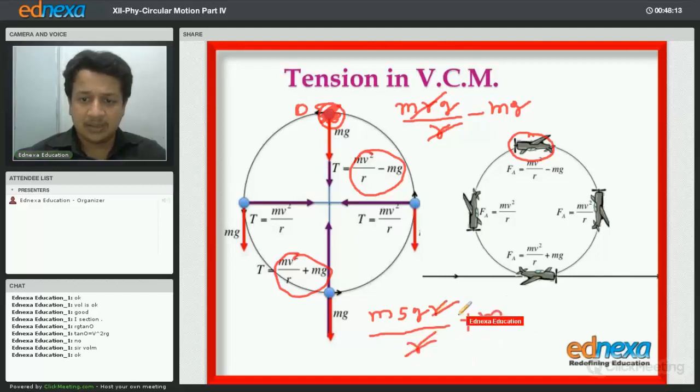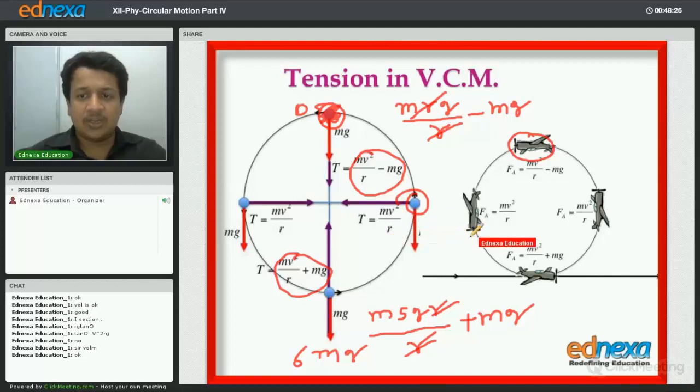Again r will get cancelled. So 5 mg plus mg, how much? 6 mg. So the tension at the bottommost point is 6 mg. What about this? Over here velocity is how much? Velocity is 3 gr.